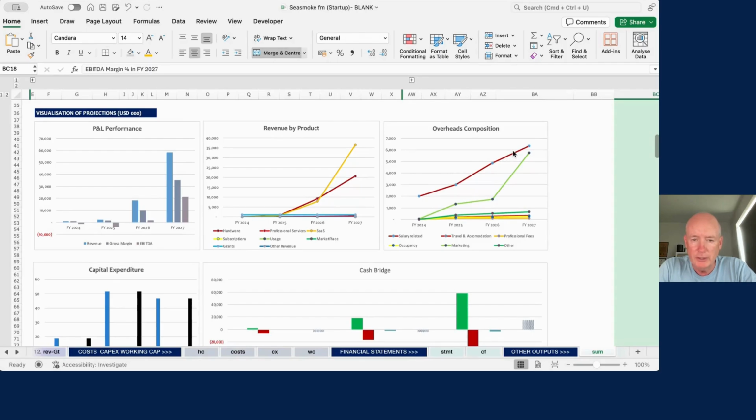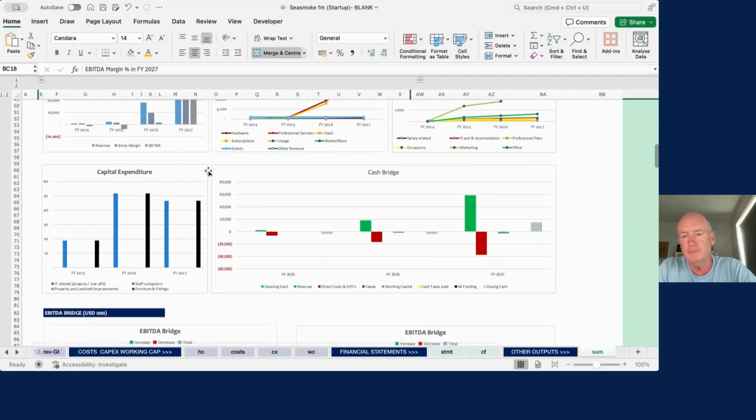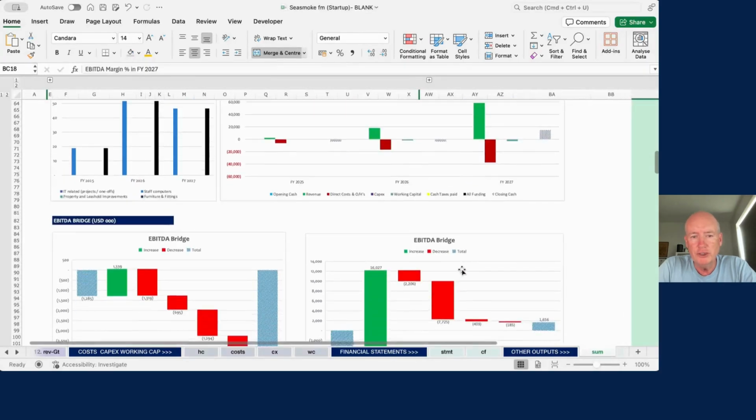Revenue by product, you can see SaaS is really starting to take off, and there's the hardware. Overhead composition starts off very salary related heavy, and then marketing really starts to get there. And you can imagine if it was a longer range plan, you'd spend more money in marketing. Capital expenditures, neither here nor there. Here's a bit of a cash bridge.